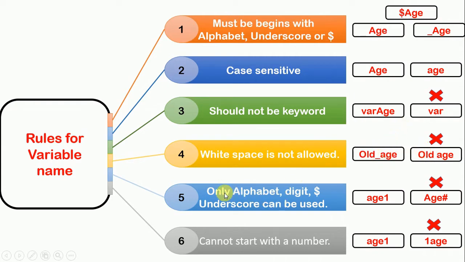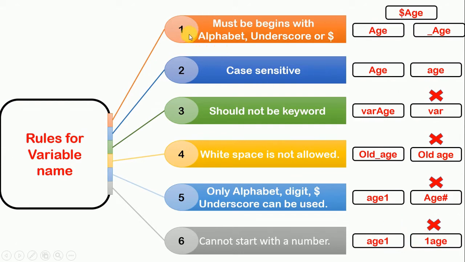Next is a variable name can only contain alphabets, digits, dollar and underscore. So age# is not a valid variable name because # is a special character and special character is not allowed in variable name. Next is a variable name cannot start with a number. So age1 is a valid variable name but 1age is not a valid variable name because 1age starts with a number and you cannot start a variable name with a number.